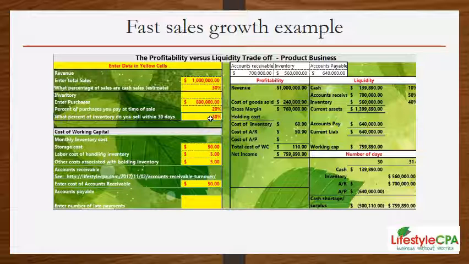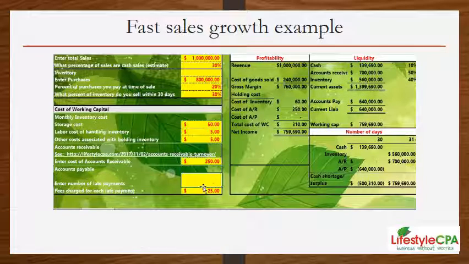at the same time, they're having to buy more inventory. And then the cost of holding that inventory, I mean, it could be minimal, it could be more, but the cost of accounts receivable would probably go up. Also, the cost of accounts payable would go up because they'll probably have a whole lot more late payments.